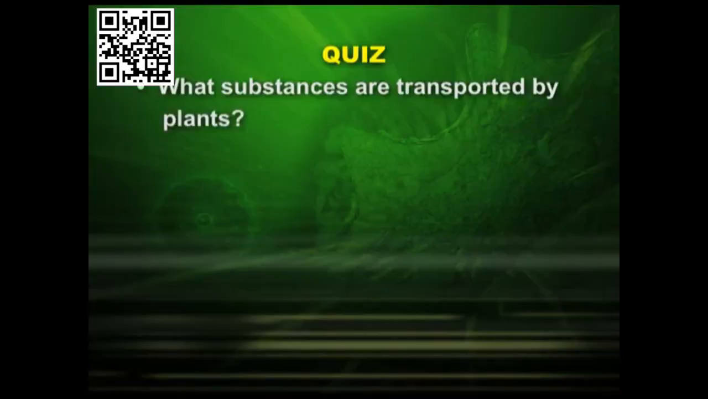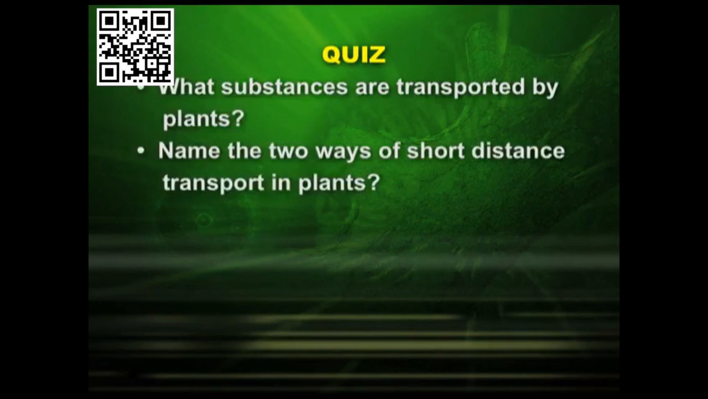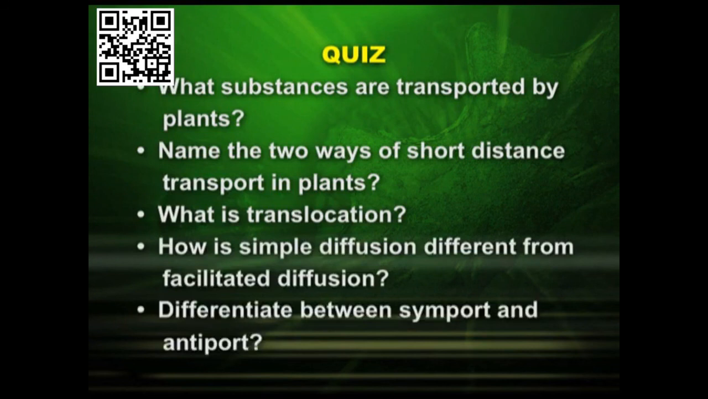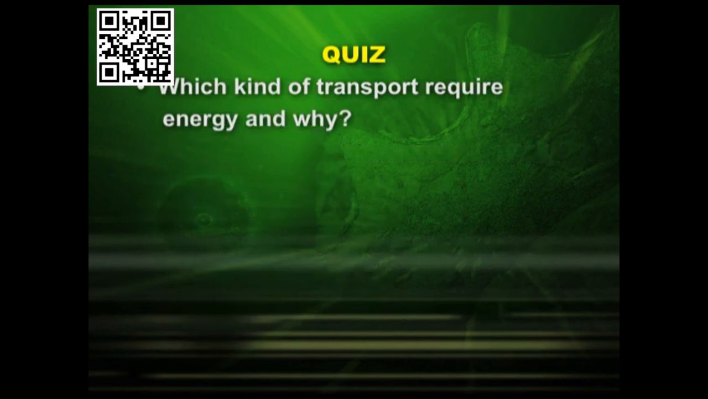So, dear students, let's have a simple quiz and try to answer the following questions. The first question is, what substances are transported by plants? Second, name the two ways of short distance transport in plants. Third, what is translocation? Fourth, how is simple diffusion different from facilitated diffusion? And differentiate between symport and antiport. And the last question, which kind of transport requires energy and why?